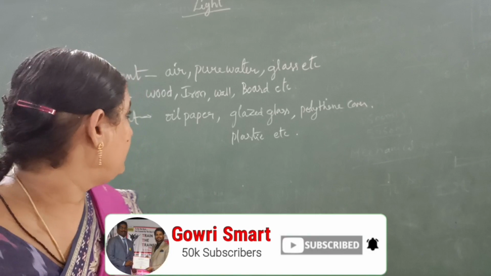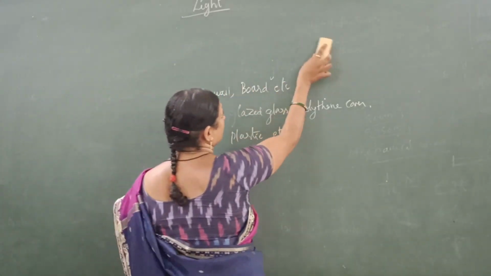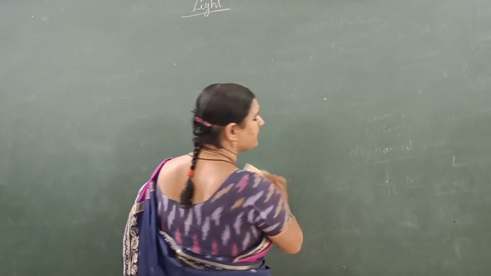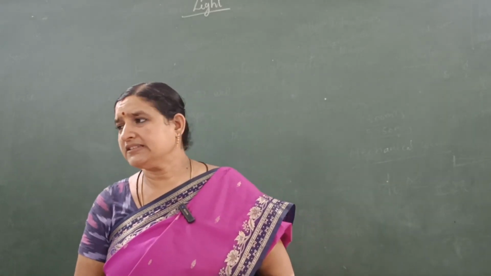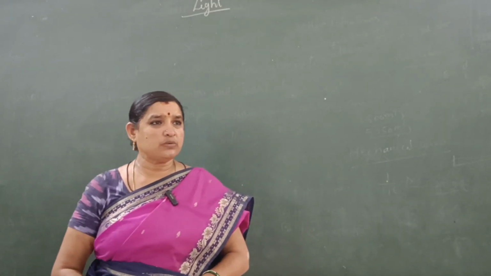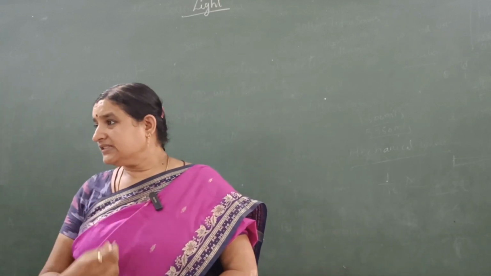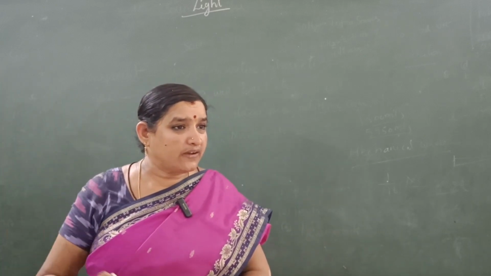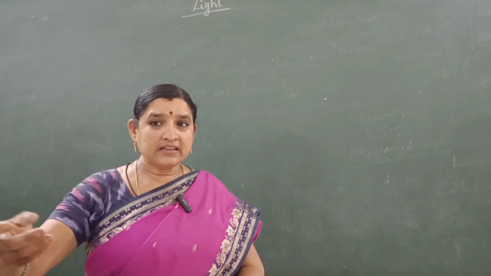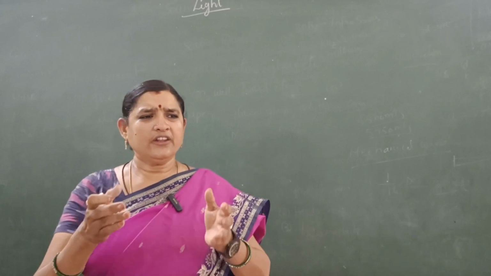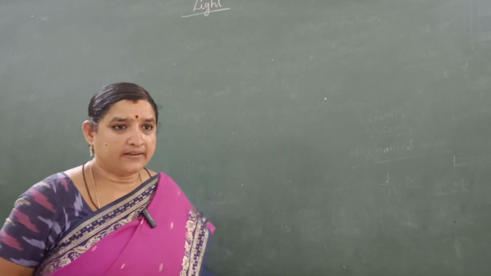Okay. Next, light travels in a straight line from the source of light. What is a source of light? Where we get light from is called a source of light. For example, the sun is the main source of light. Tube light is a source of light. Candle is a source of light. Lantern is a source of light. Wherever we get light, all those are sources of light.